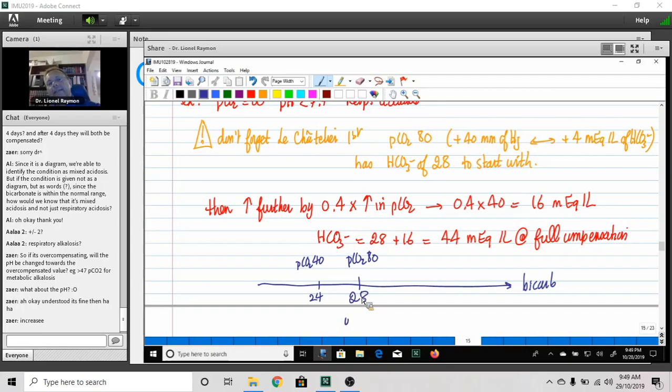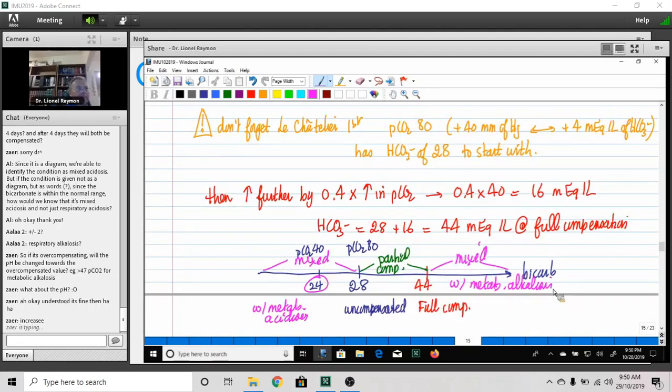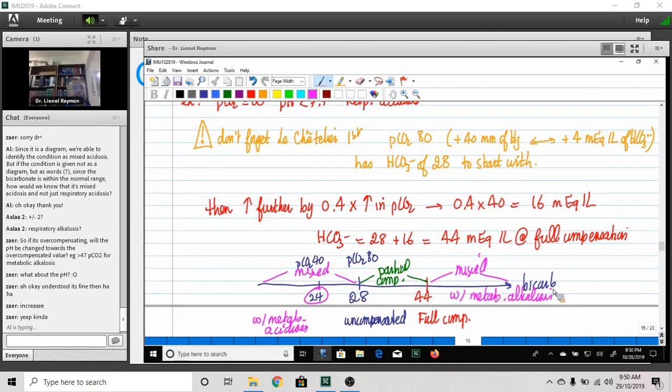You understood this one? Yeah? Al, do you see now how the 24 was in mixed acidosis? Because first you started with bicarb should have been a 28 in an uncompensated state when PCO2 was 80. So 24 would have been too low. It would have shown to you that there was a mixed acidosis between metabolic and respiratory. Exactly like on our diagram.